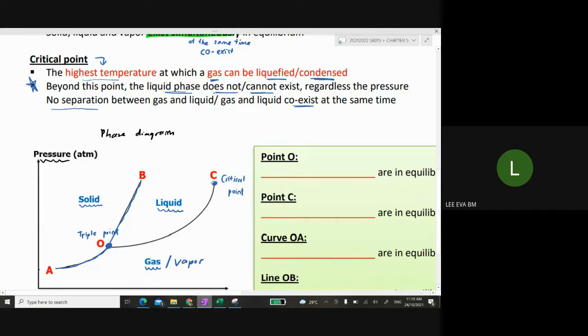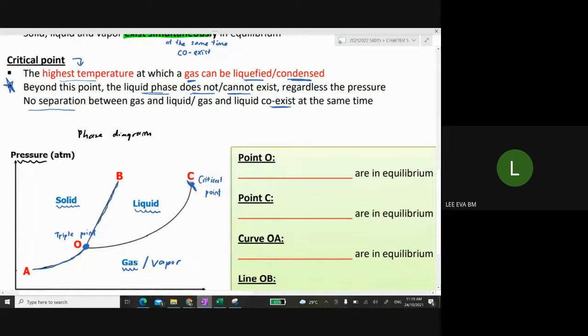Awak sampai sini, sampai point ini, okay, kita masih dapat cari liquid dengan gas phase. But beyond this point, you will no longer see any liquid phase, you will no longer see any gas phase separately. Boleh faham ke? No separations. Okay, so this sentence you also can repeat again lah. No separations between the two phases, or both of these phases will coexist at the same time.